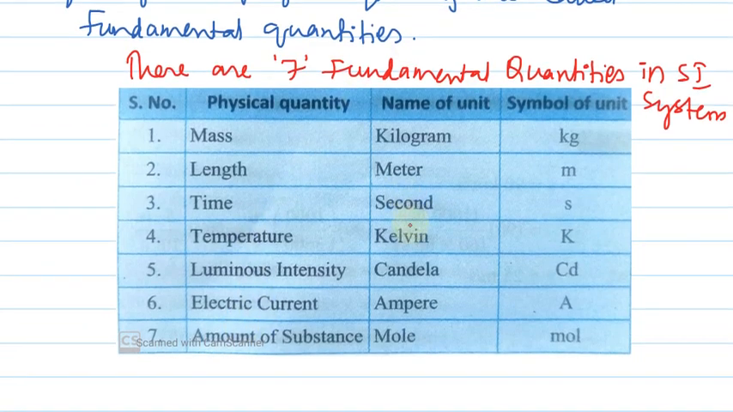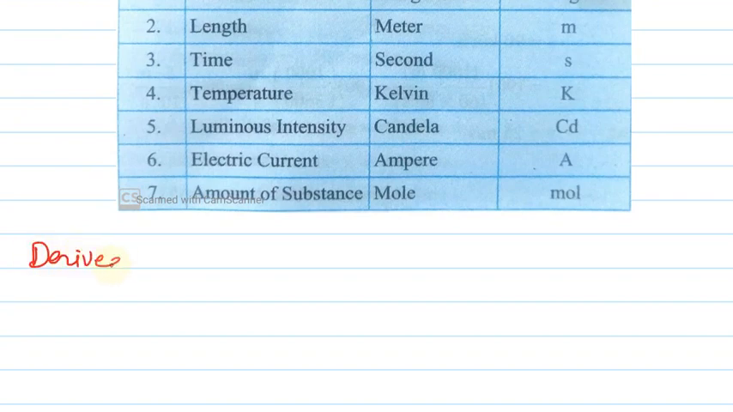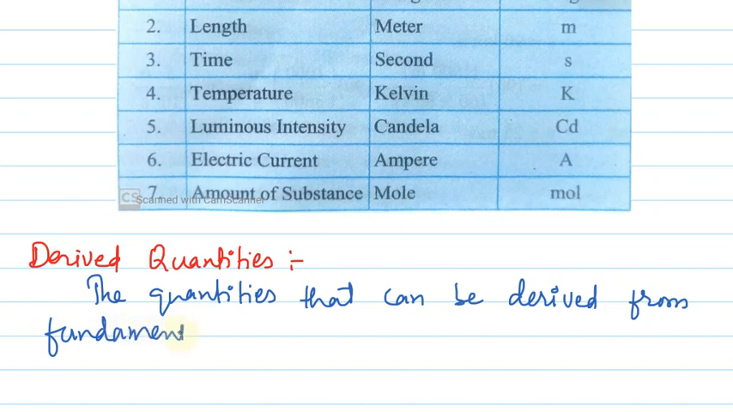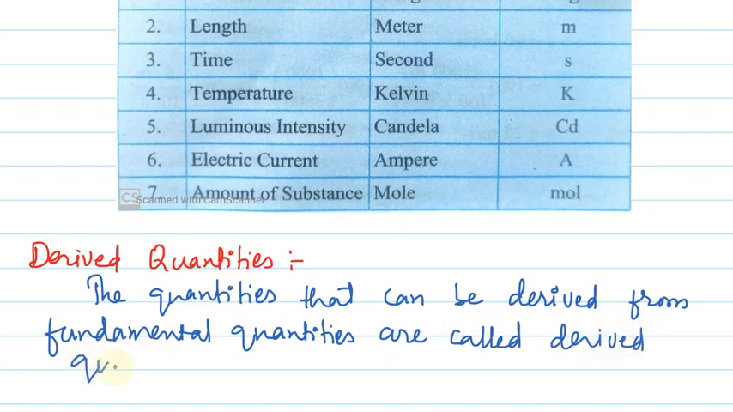Now let us see what are derived quantities. So what are derived quantities? The quantities that can be obtained or are dependent on fundamental quantities are called derived quantities. The quantities that can be derived from fundamental quantities are called derived quantities.